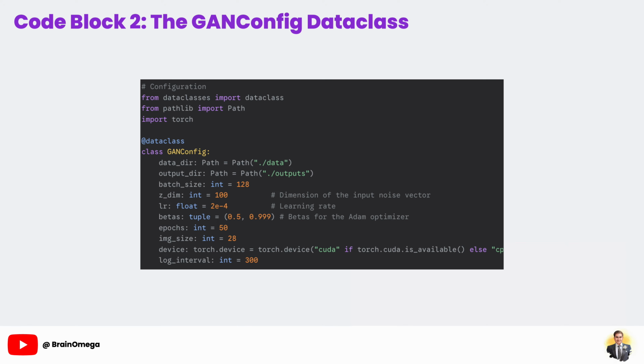We can define all our key parameters right here. For example, z dimension is the dimensionality of our input noise vector. Think of this as the DNA for each image. A 100-dimensional vector of random numbers is the seed from which an entire image will be grown. lr is our learning rate, and betas are specific parameters for the Adam optimizer that control its momentum. By keeping all these settings in one place, we can easily tweak them, run a new experiment, and see what works best, all without changing our core logic.